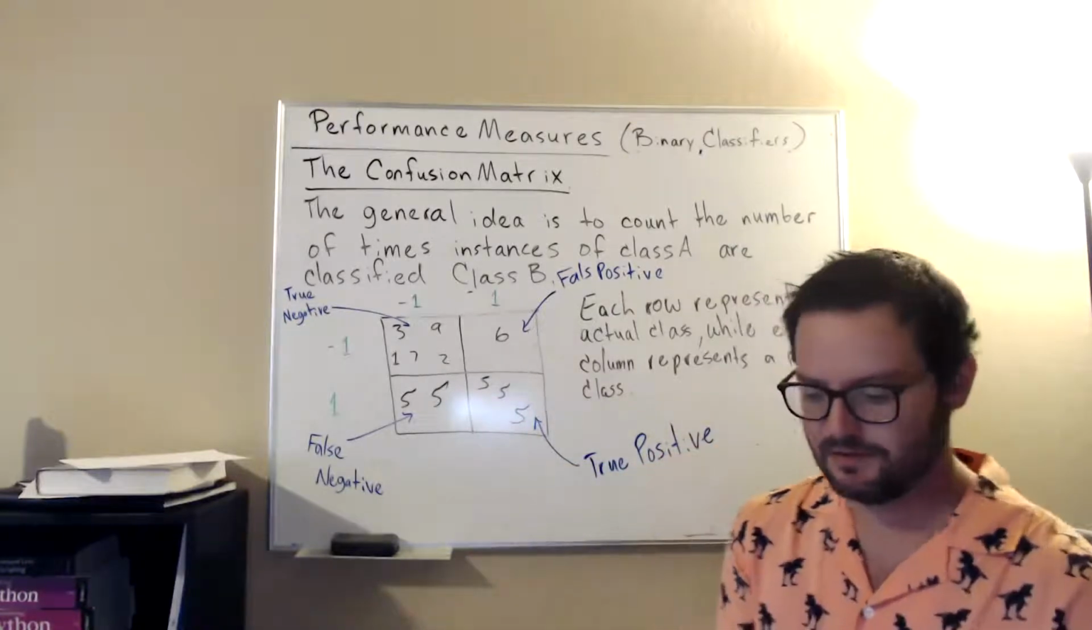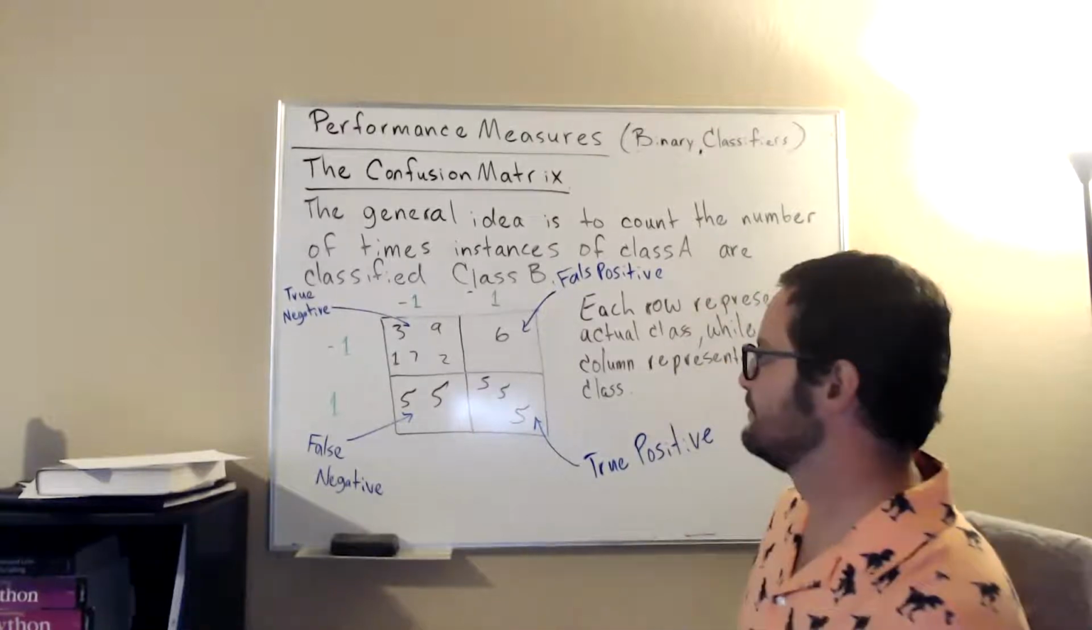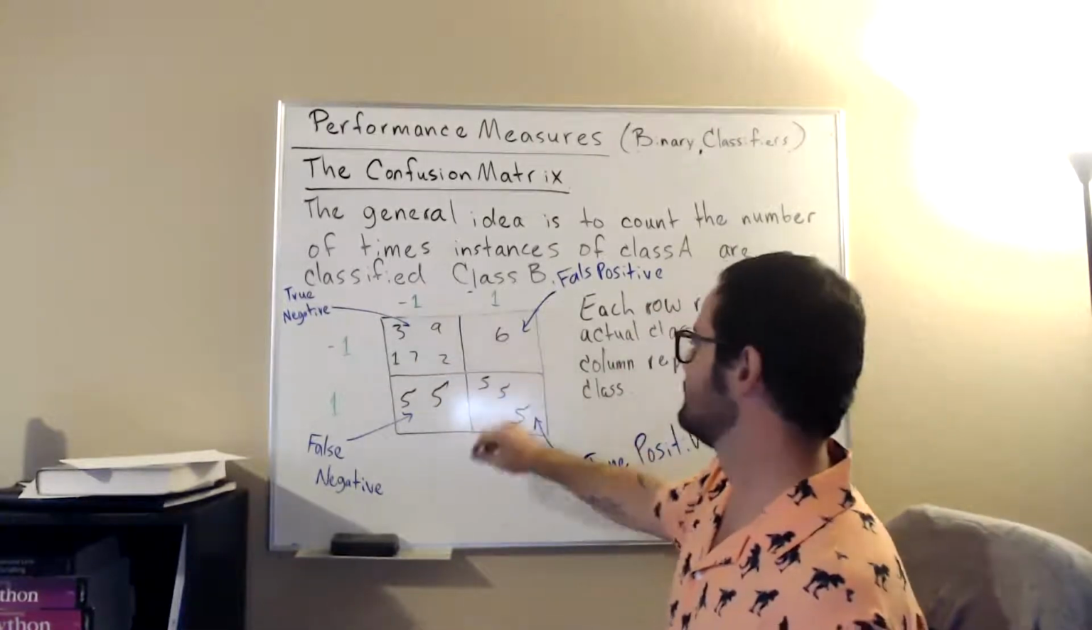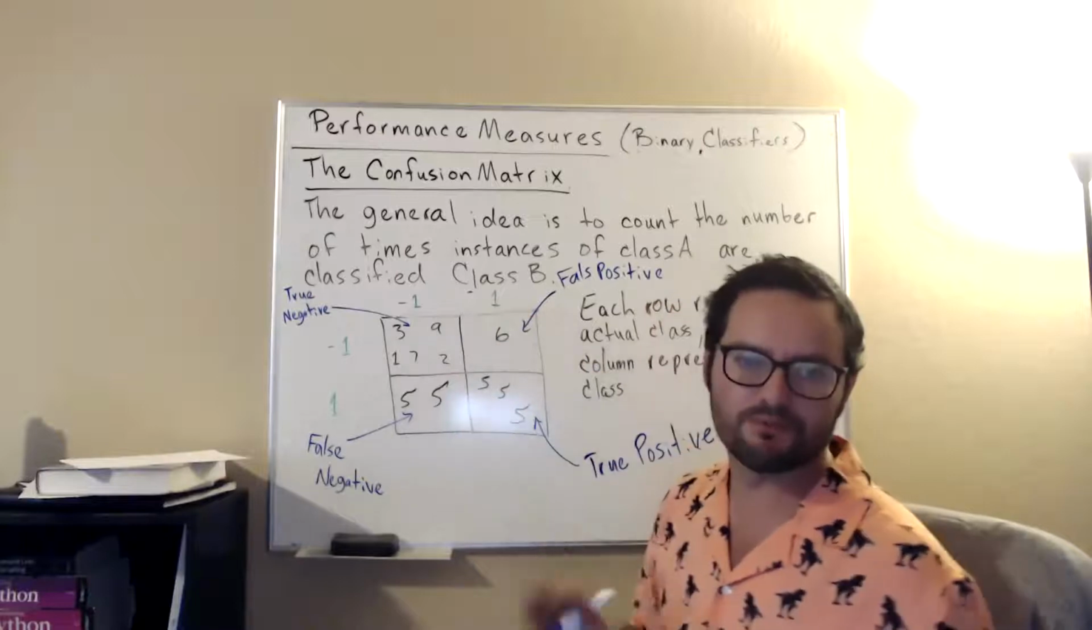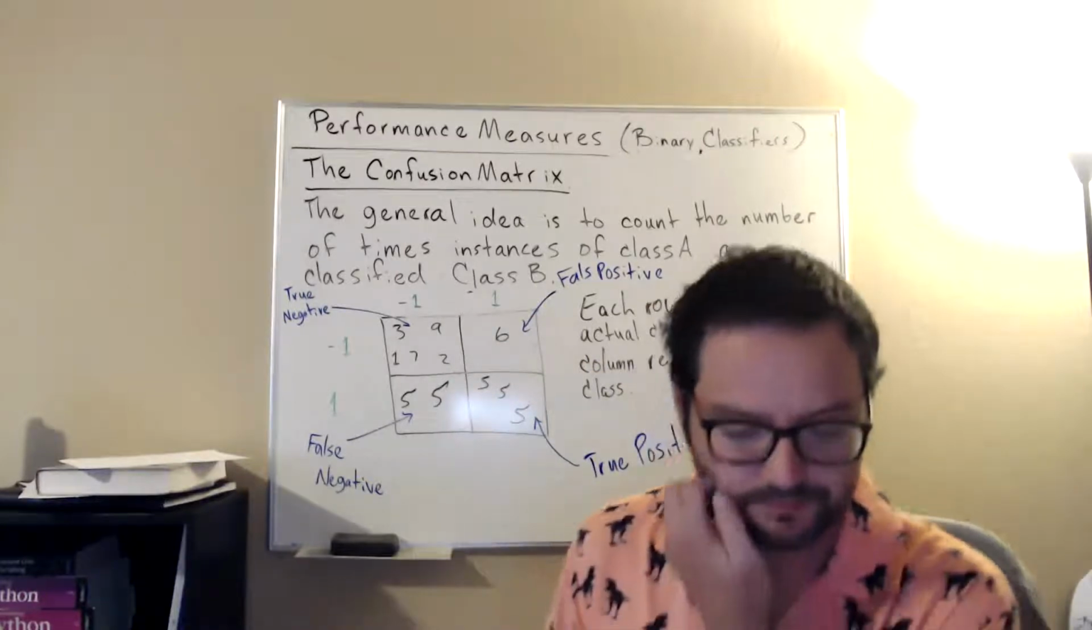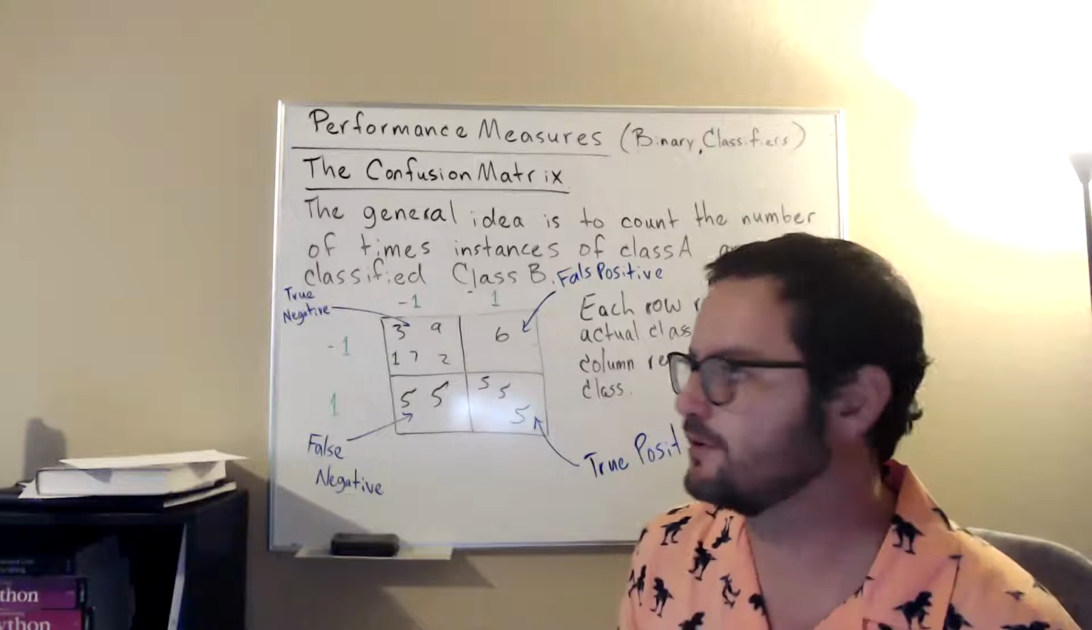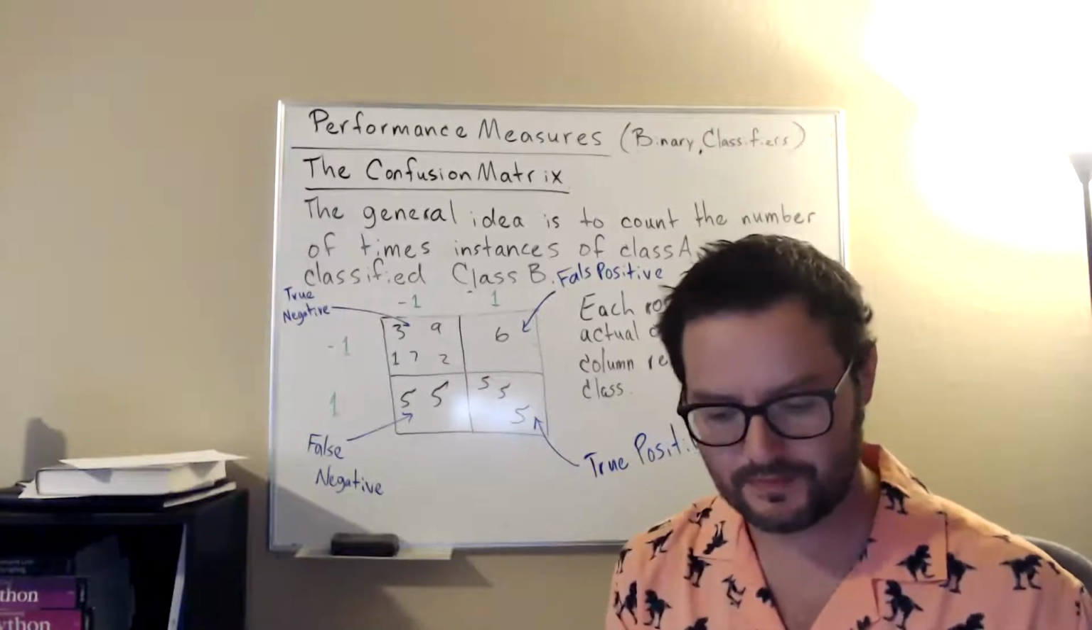Okay? So a perfect classifier would have only true negatives and true positives. There'd be a 0 here and a 0 here. There wouldn't be any false negatives or false positives.